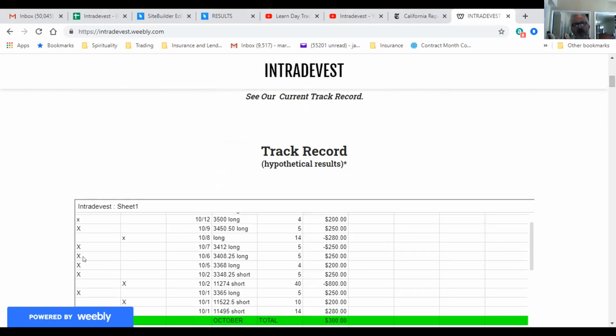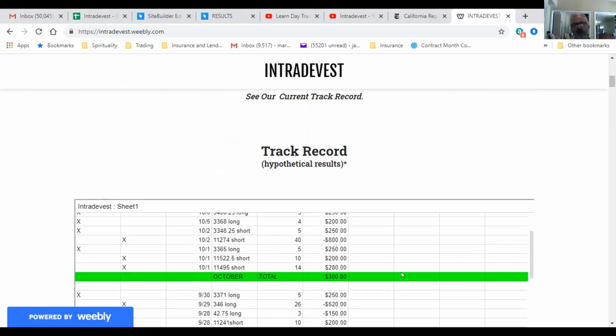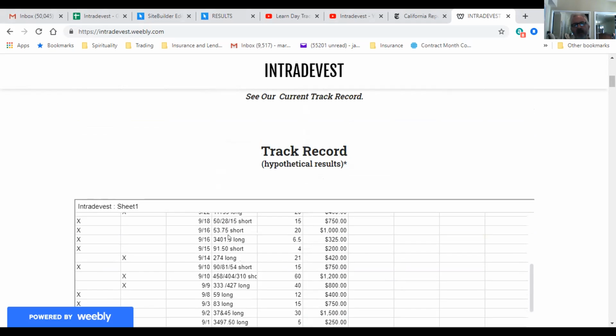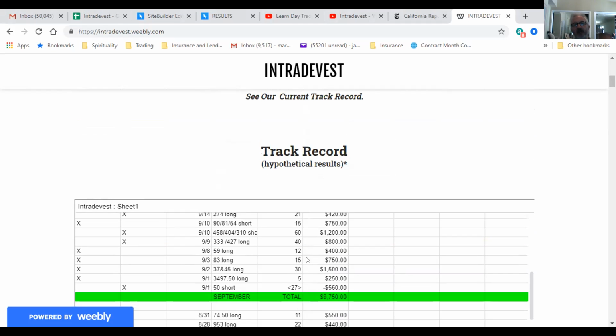These are the ES trades. I mark them with an X. These are the NQ trades: date, the entry, long or short, the actual price, the points that we gained or lost, how we're doing for the month. Everything is listed there. Dynamic. Every single trade is updated for the month. So once we make a trade, the monthly total is also updated.